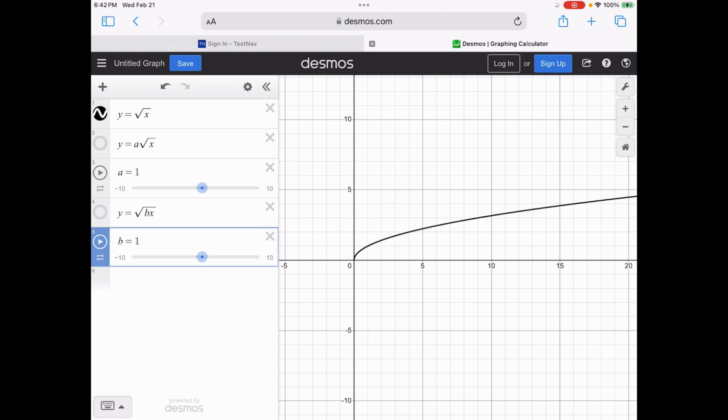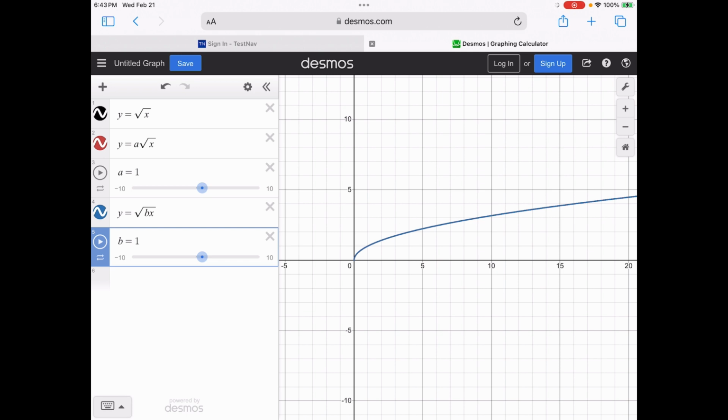Again, I'm going to use Desmos here. I encourage you to use your calculator. Get comfortable with graphing stuff on your calculator. But Desmos allows me to do these sliders and these colors and stuff, which is nice for visualizing. So I've got y equals root x there in black. I'm going to add y equals a root x and y equals root bx in red and blue, respectively. Okay, they look the same as y equals root x right now because they are. I have a and b just set to be 1. So right now they're just y equals root x.